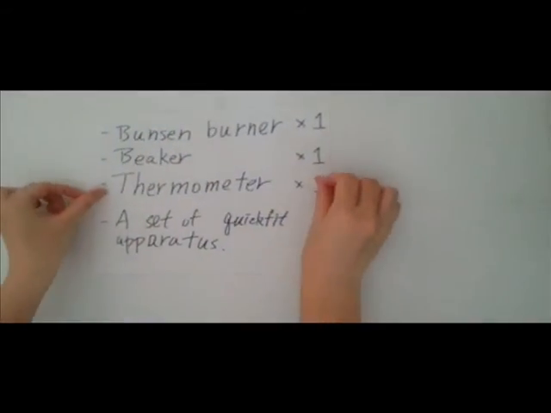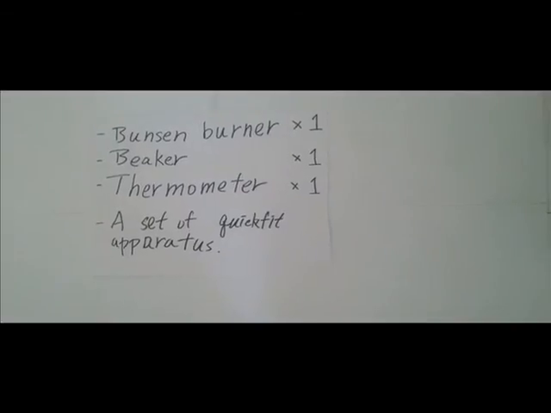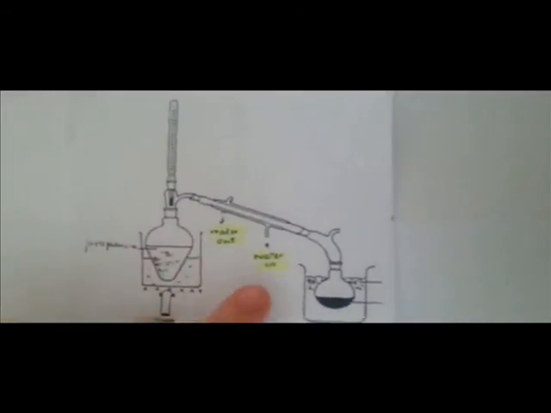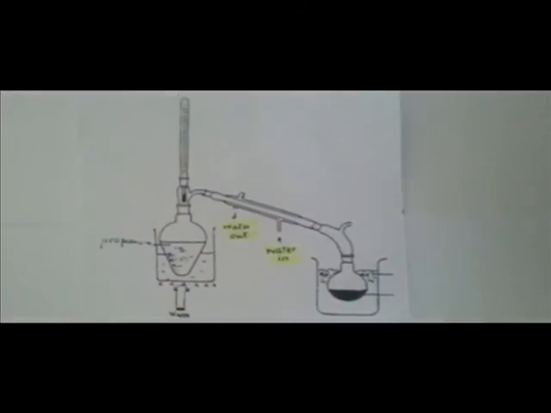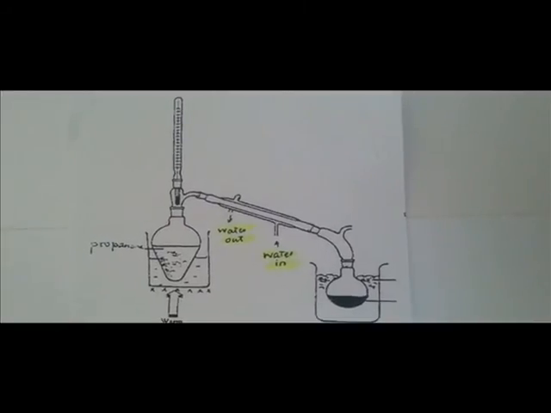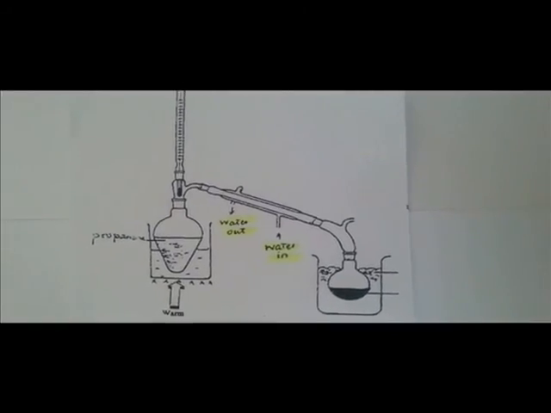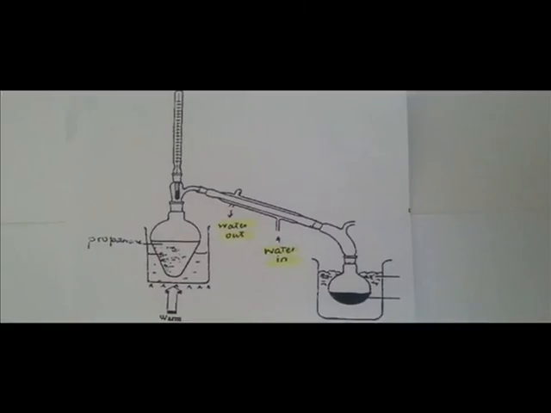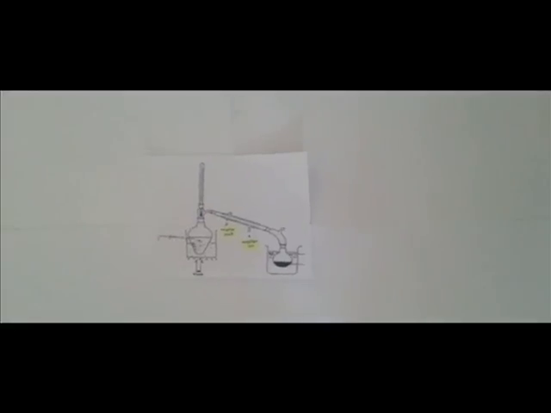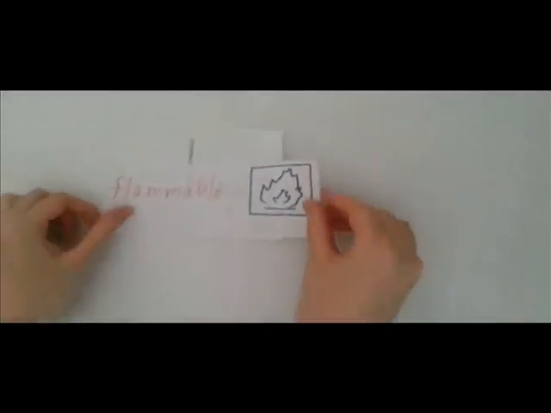Now we have to draw a labeled diagram to show how select items from the above are set up for the determination of the boiling point of propanol. Here is the water out and water in. This is to ensure water can pass through the whole condenser. Remember, you have to use a water bath to heat the propanol. The thermometer and the condenser should be in the correct places. For your own safety, remember that propanol is flammable.